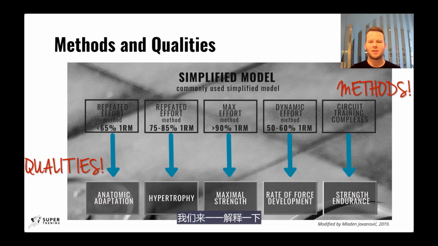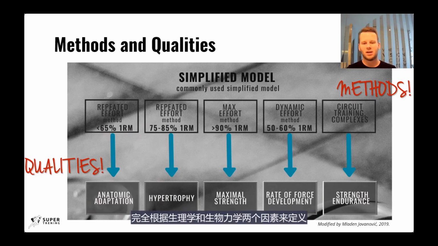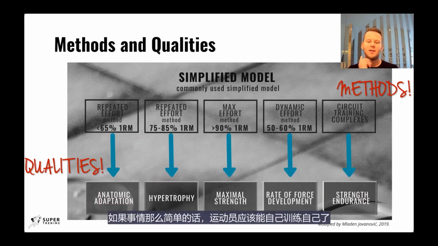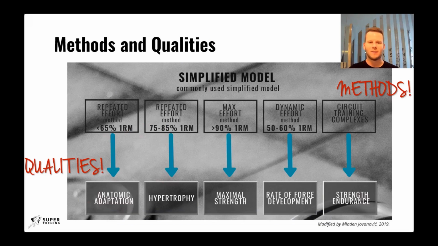Let's talk about them. The first one, as we said before, is that this is a reductionist approach, which is dominated by two fields, physiology and biomechanics. Again, nothing wrong, but they define the place of things. We assume that we know what to do with it. So, for example, okay, we have somebody who needs better explosive strength or rate of force development, and this is the method. We will use the dynamic effort method. If things were that simple, I think we would see athletes training by themselves and continuously improving.